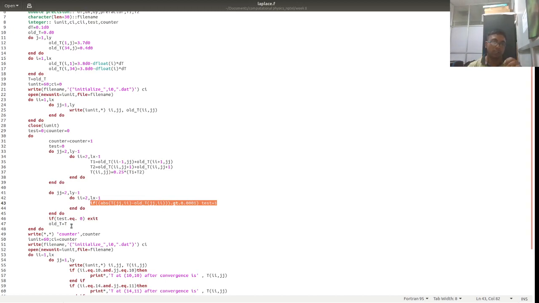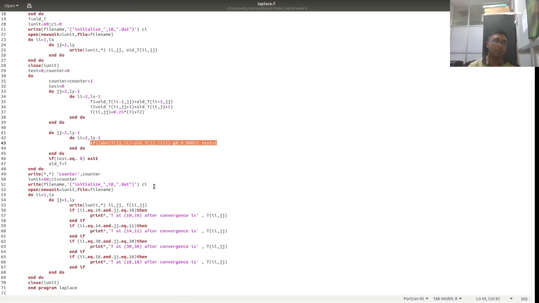Also, the temperature array will be assigned to the old temperature array at the end of each iteration, and then I am going to write the counter, that is the number of iterations it needs to reach the convergence. And then at the end of the convergence, I am writing all of the values of the temperature at each of the grid points to a different file. Okay, so now the code is understandable.